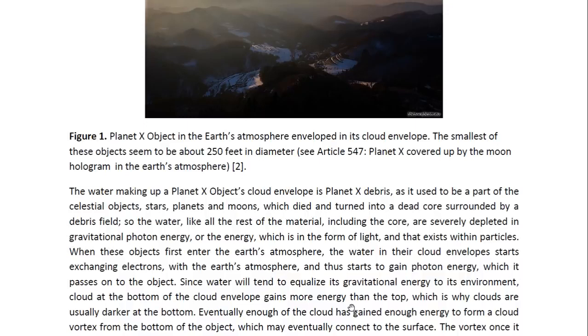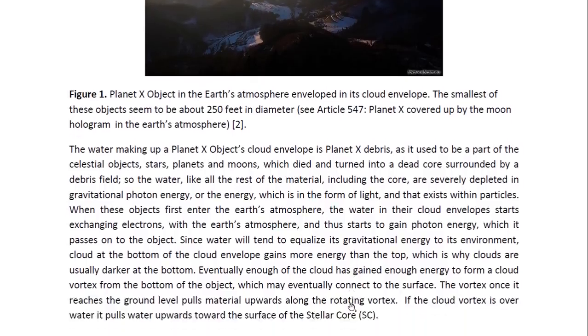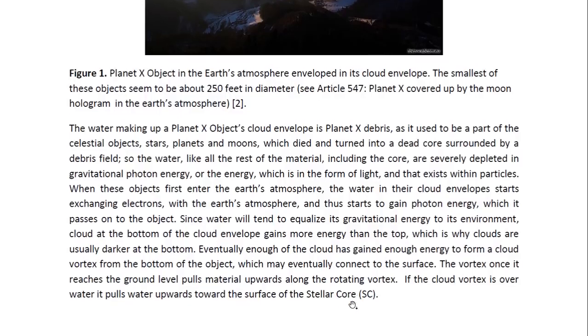When these objects first enter the Earth's atmosphere, the water in their cloud envelope starts exchanging electrons with the Earth's atmosphere and thus starts to gain photon energy, which it passes on to the object. Since water will tend to equalize its gravitational energy to its environment, the cloud at the bottom of the cloud envelope gains more energy than the top, which is why clouds are usually darker at the bottom. Eventually, enough of the cloud has gained enough energy to form a cloud vortex from the bottom of the object, which may eventually connect to the surface.